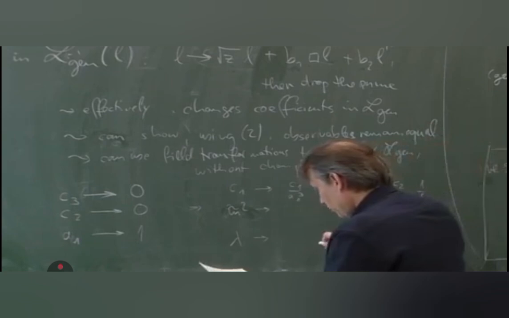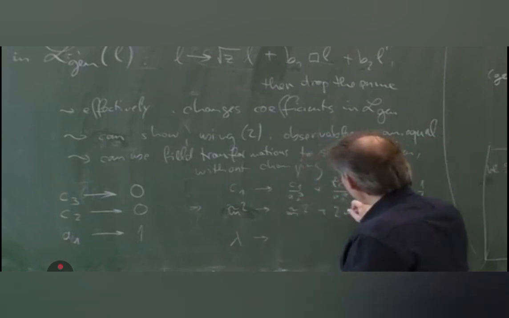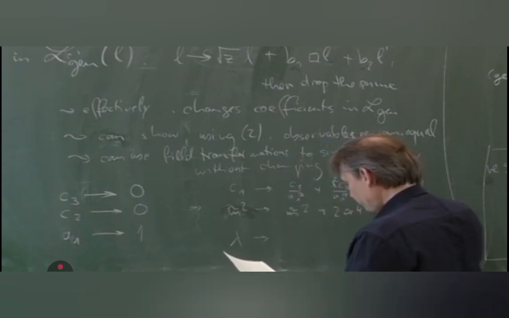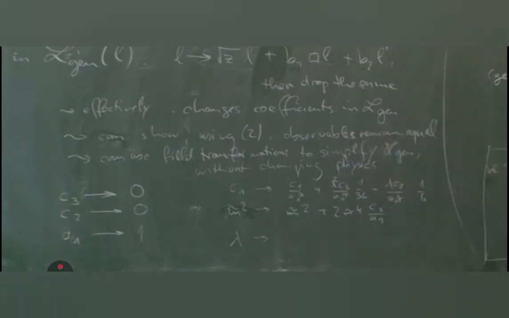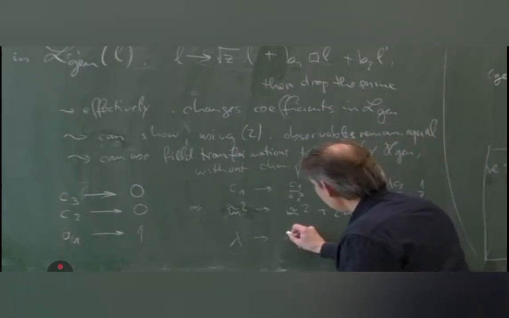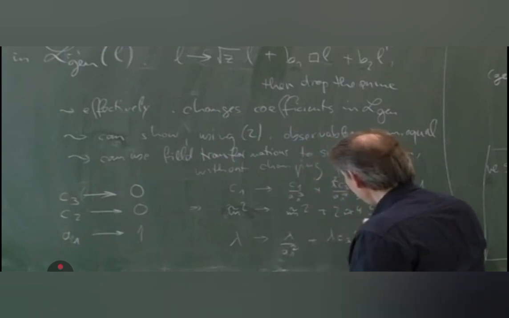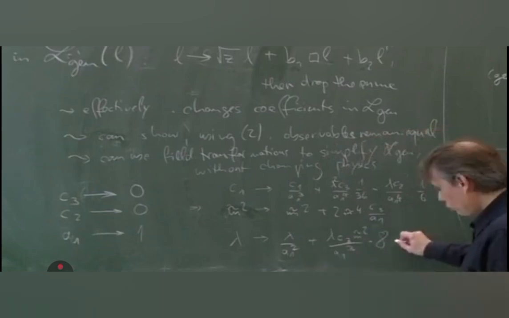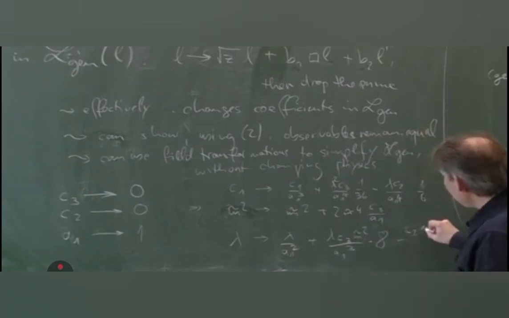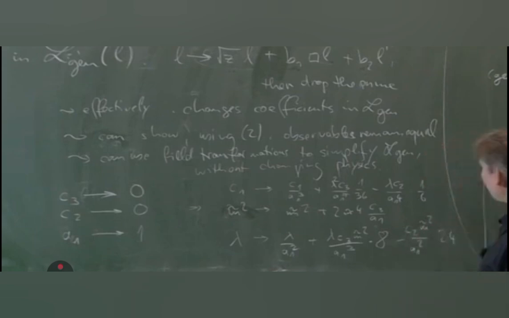Similarly, m tilde square becomes m tilde square plus 2 m tilde to the fourth power times C3 over A1. And lambda changes to lambda divided by A1 squared plus lambda C3 m tilde square divided by A1 cubed times the prefactor 8, minus C2 m tilde square divided by A1 squared times the prefactor 24.